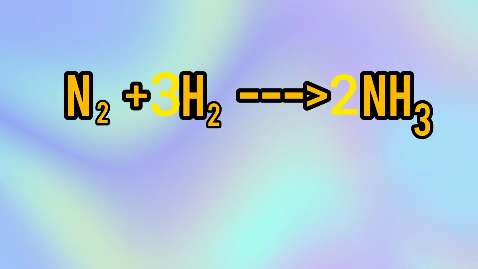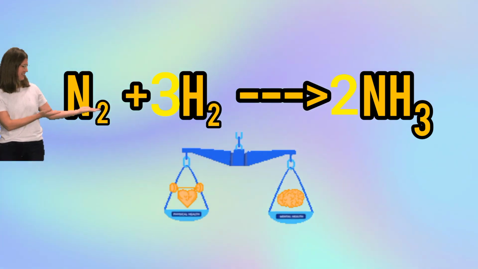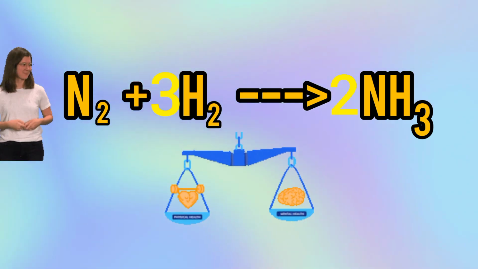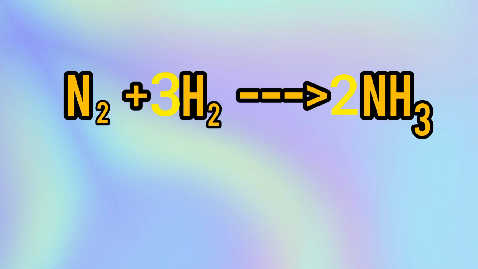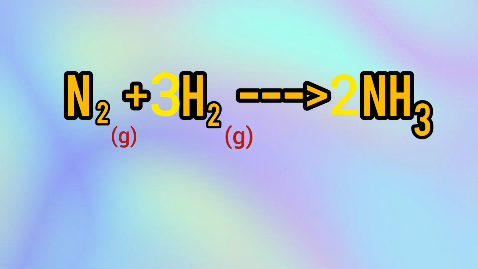So this is the final equation. This is how it looks. This is the balanced equation, but something is missing, of course: our states of matter. We have nitrogen gas, hydrogen gas, and ammonia gas.